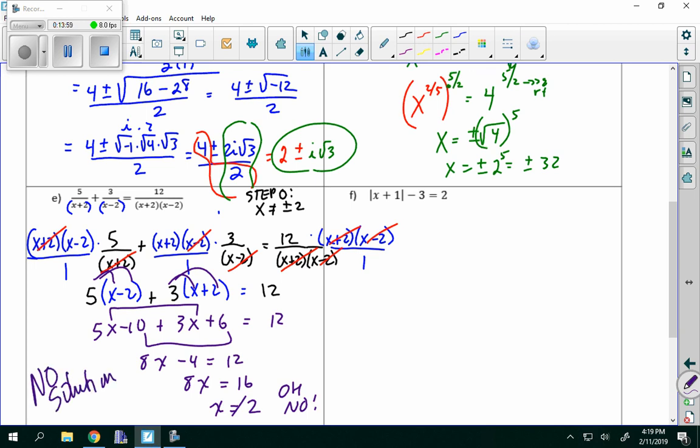No solutions. So with all the numbers in the world, there's no way you can find a number and put it in for x so that the left side of this equation equals the right side.